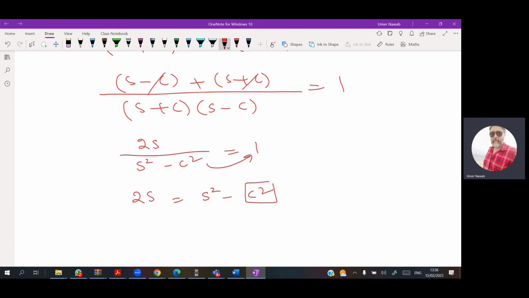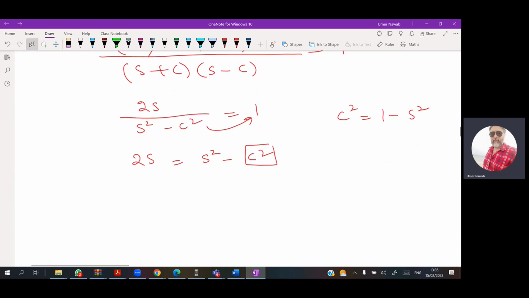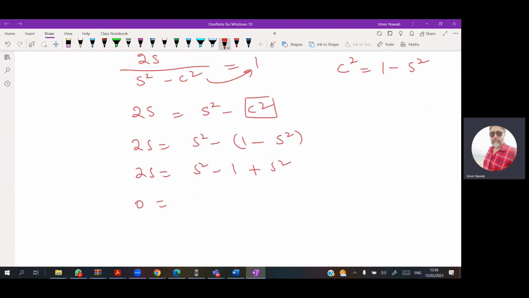My friends, you remember from the Pythagorean identity, C squared is equal to 1 minus S squared, meaning cosine squared is equal to 1 minus sine squared. So 2S is equal to S squared, and in the place of C squared, I'm going to write 1 minus S squared. So 2S is equal to S squared minus 1 plus S squared, and to create a quadratic equation, 2S squared minus 2S minus 1. It comes to me as 2 sine squared theta minus 2 sine theta minus 1.